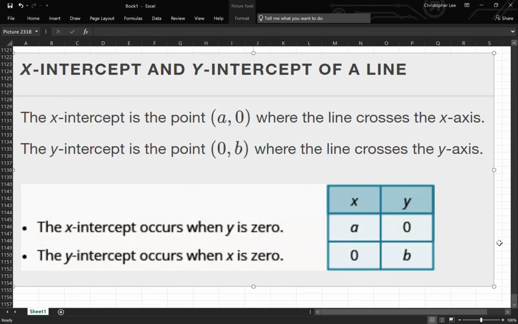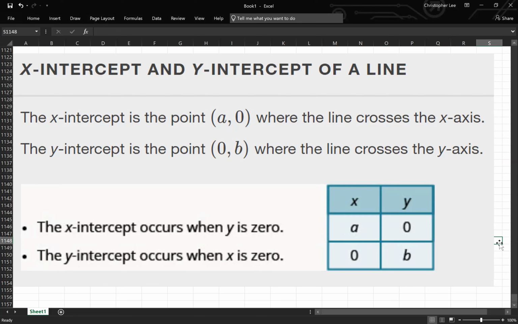So here's the key point: the x-intercept and y-intercept of a line. The x-intercept is the point a comma 0, where the line crosses the x-axis. The y-intercept is the point 0 comma b, where the line crosses the y-axis. The x-intercept occurs when y is 0, so see, y is 0 and some value for x. The y-intercept occurs when x is 0, so see, x is 0 and some value for y, all right? This is really important. That's why I keep repeating it.